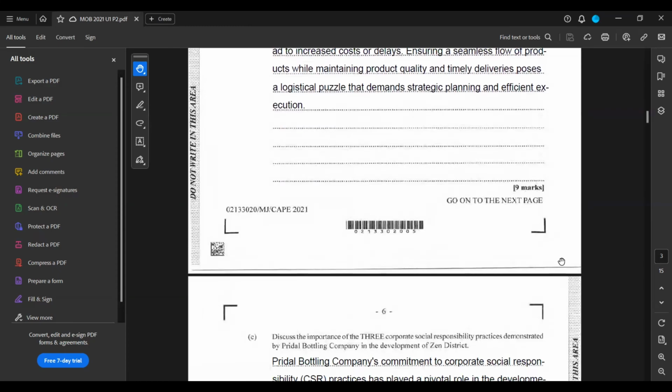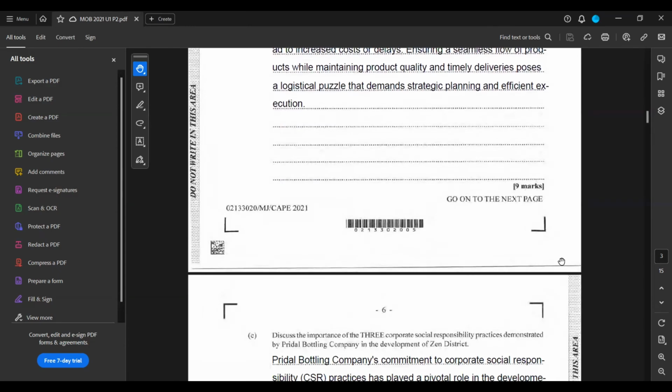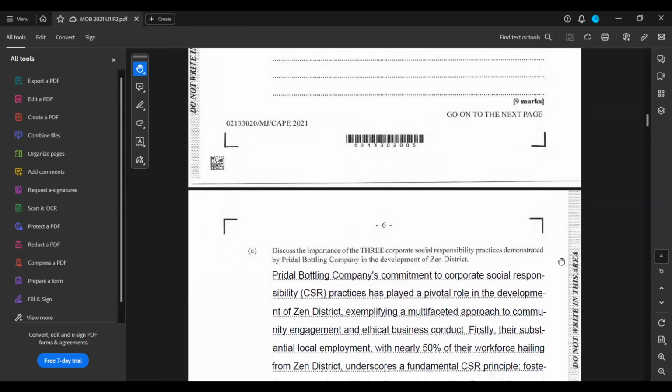Part C, discuss the importance of the three corporate social responsibility practices demonstrated by Pridal Bottling Company in the development of Zen District. Pridal Bottling Company's commitment to corporate social responsibility, CSR, practices has played a pivotal role in the development of Zen District, exemplifying a multifaceted approach to community engagement and ethical business conduct.